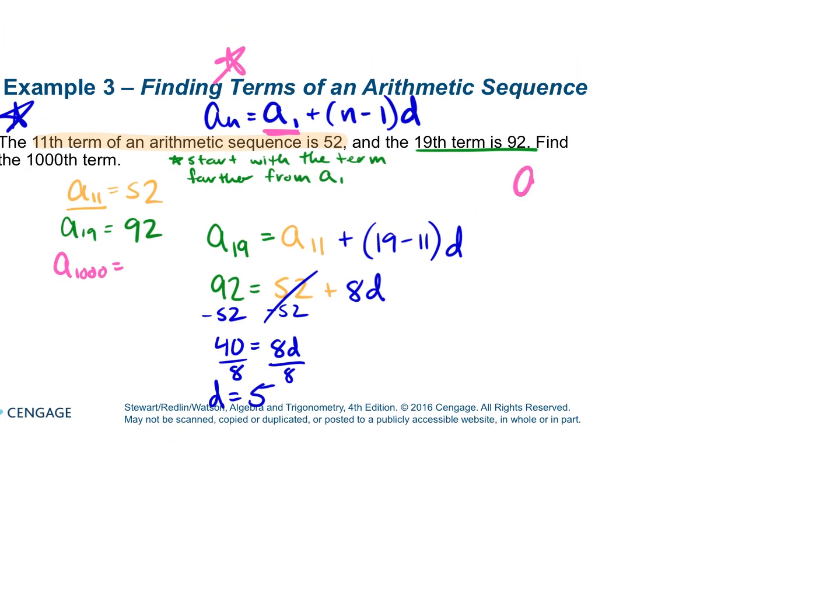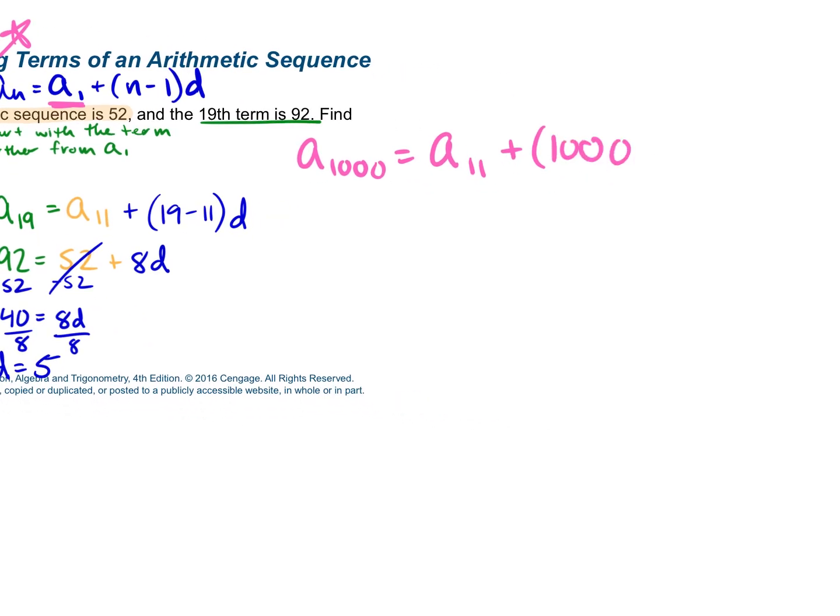So I'm going to say a sub 1,000 is equal to, I can use either one. I can use a sub 11 or a sub 19. Let's use 11. So a sub 11 plus, what would go into my parentheses here? Awesome, 1,000 minus 11, times d, which we know d is what? 5. What we don't know is what a sub 1,000 is. That's what we're trying to find.